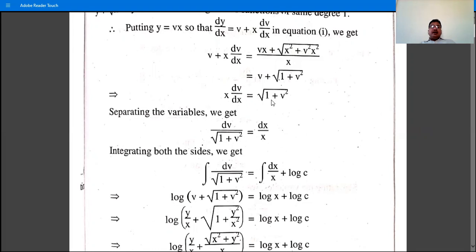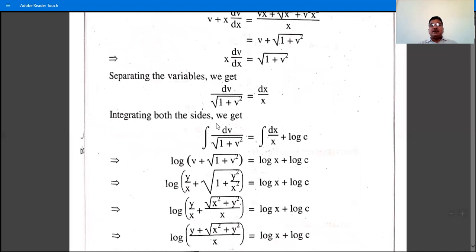After substitution y is equal to vx, this equation reduced to variable separable form. So we separate the variables now. We shift this root 1 plus v square to LHS. We have dv by root 1 plus v square is equal to dx by x on RHS. So integrating both sides after separating the variables, we have integration dv by root 1 plus v square is equal to integration dx by x plus constant of integration. Suppose log c is the constant of integration.